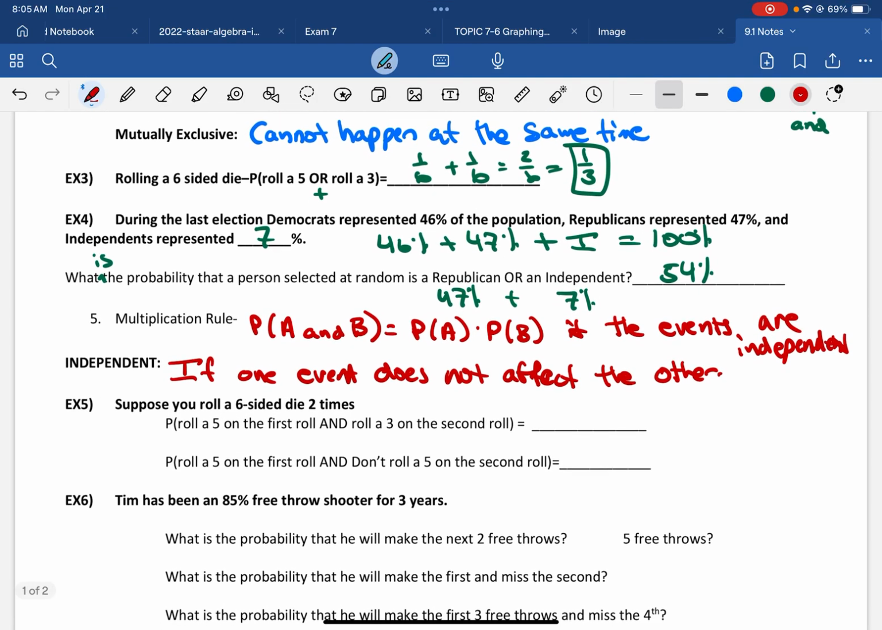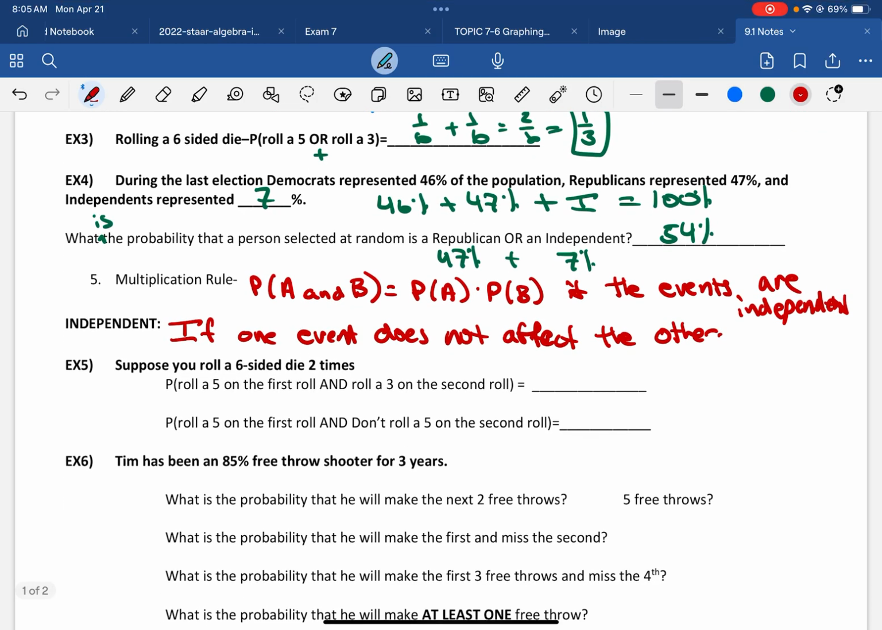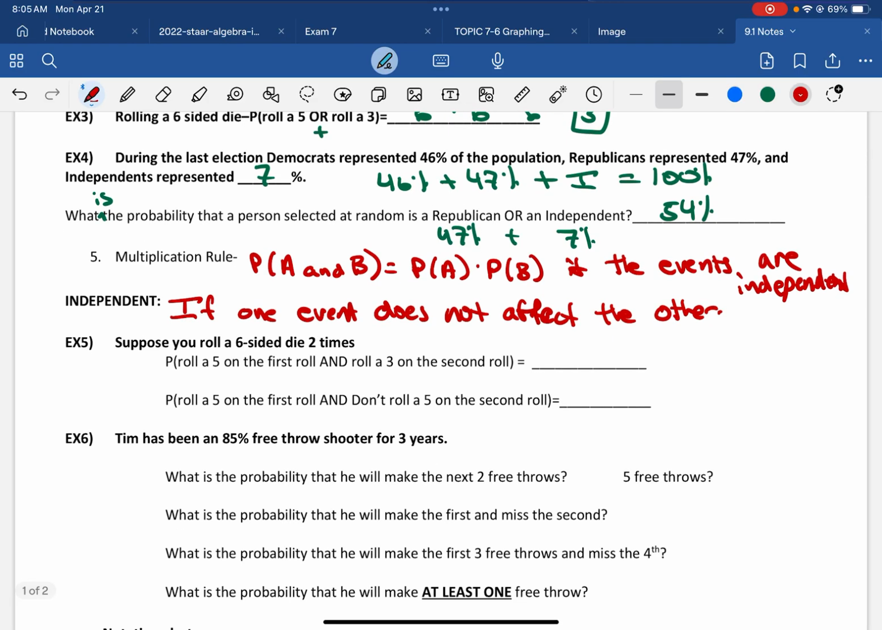All right, so let's look at example 5. Suppose you roll a 6-sided die 2 times. So we have 2 events, event A and event B. What is the probability you roll a 5 on the first and roll a 3 on the second? The probability of rolling a 5 is 1 out of 6. The probability you roll a 3 is also 1 out of 6, and you multiply them, so you get a 1 in 36 chance of rolling a 5 on the first roll and then a 3 on the second roll. Those are independent because they're independent rolls. They don't affect each other.